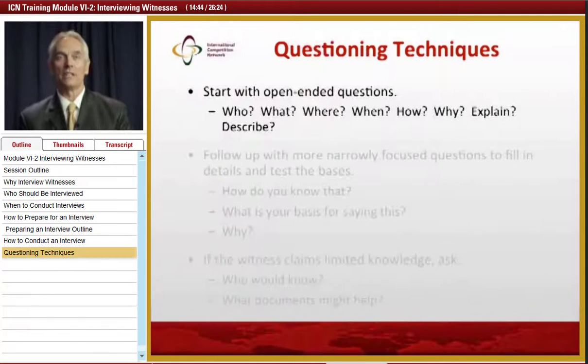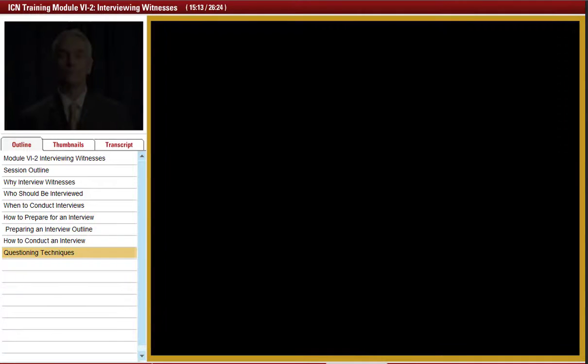Great, thanks. So let's talk about some of the actual questioning techniques that you want to use when you're interviewing a witness. It's generally best to start with open-ended questions. And what do we mean by open-ended questions? We mean questions that start with the words who and what and where, when, how, why, and explain and describe. Your goal is to get the witness talking. You want to hear from the witness and learn what the witness has to say. And by asking open-ended questions, you have a better chance of getting that kind of information.